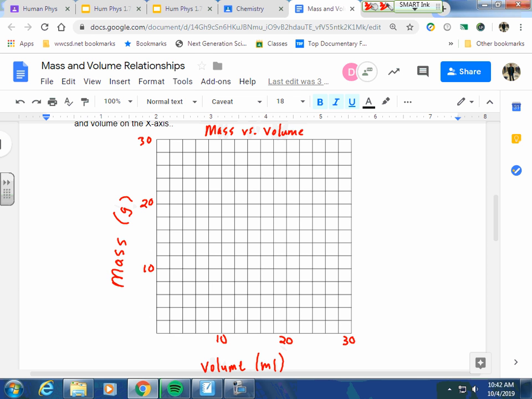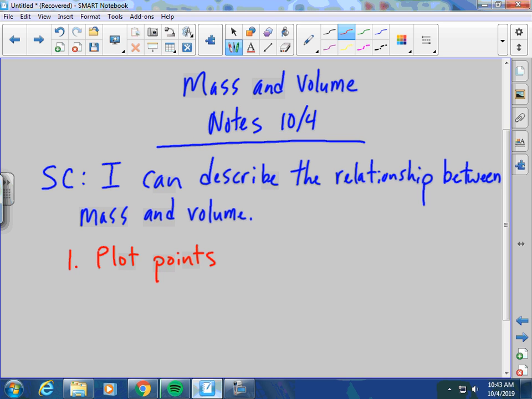All right, and then I'm going to, like I just said in the notes, plot the points. All right, so let's say I plot the points, and my 5 points are all right here. Okay? So I've plotted the points. All right, back to the notes. Step 2, I'm going to draw a best fit line. We have done this before.